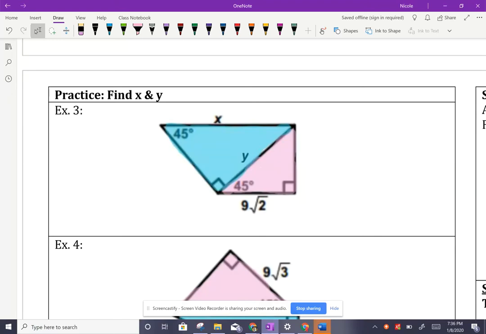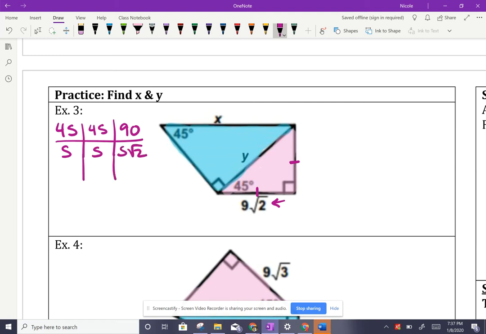All right, so we've got another combined or complex triangle problem. We have two 45, 45, 90s. I'm going to separate them by blue and kind of a pinkish color so that it sticks with what's provided for us. The information provided to me is my pink triangle, and that's telling me that one of the legs is 9 root 2. So I've got 45, 45, 90, and that's S root 2. So one of the legs, one of the S's, is 9 root 2.